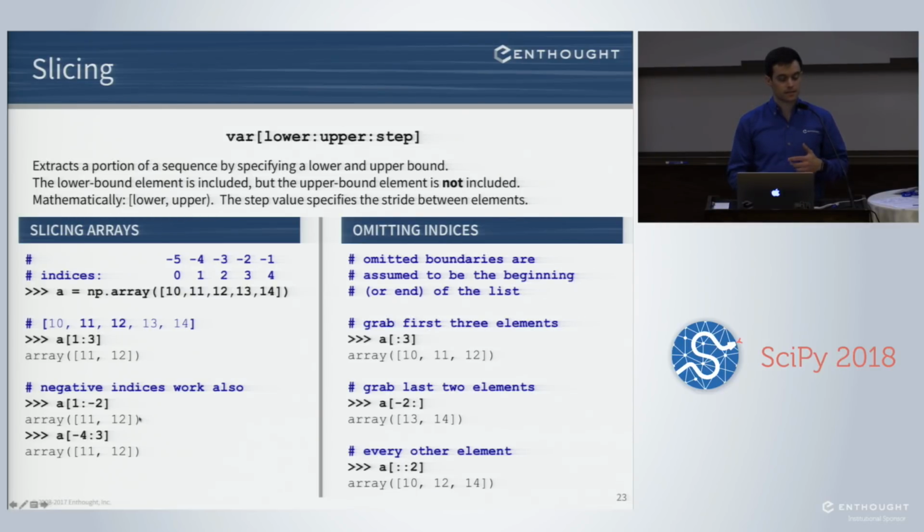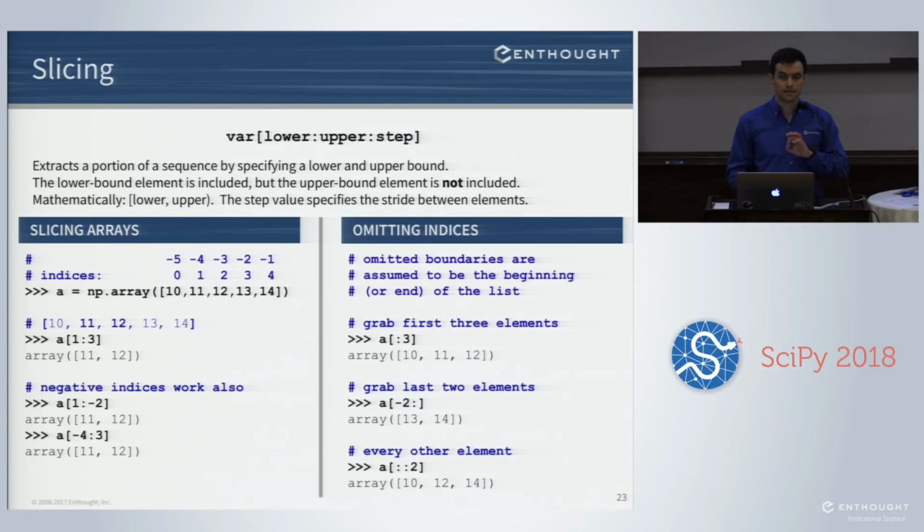So just like lists, negative indices also work, meaning that negative indices are positions relative to the end of the array. So there's no special keyword to specify the last element. It's just the integer -1. So in this slice here, we start at position 1. So that's the number 11. We go all the way to -2. The upper bound is not included. So that also gives us a slice 11, 12.